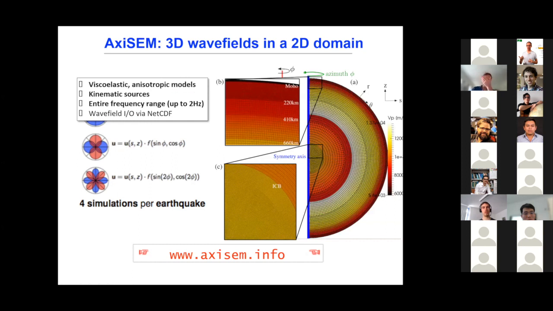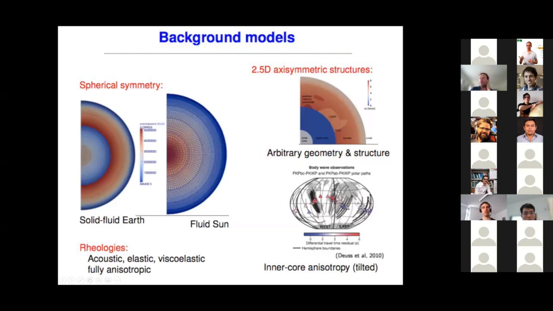This method, of course, has been around for quite some time, and it does incorporate viscoelastic and anisotropic models, and kinematic sources. We've computed it up to 2 hertz. There's NetCDF IO. So it does have quite a few features, although it's not the latest code. Here are just some ideas on how the meshing looks. Being in 2D, in a half D-shaped domain, it's quite easy. We've done it for Earth, but also for the fluid Sun, as I'll show later. And when you add the two-dimensional structures, they become perturbations on top of this one-dimensional Earth model, one-dimensional mesh.